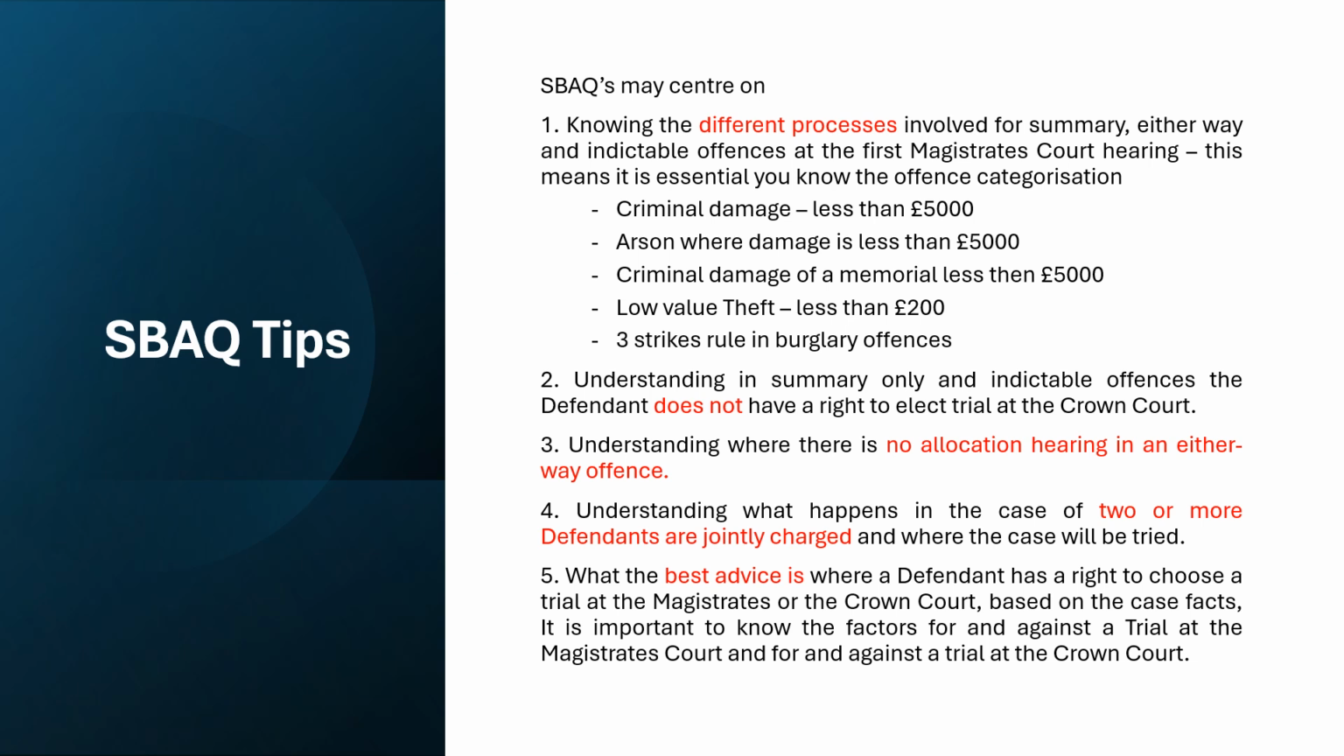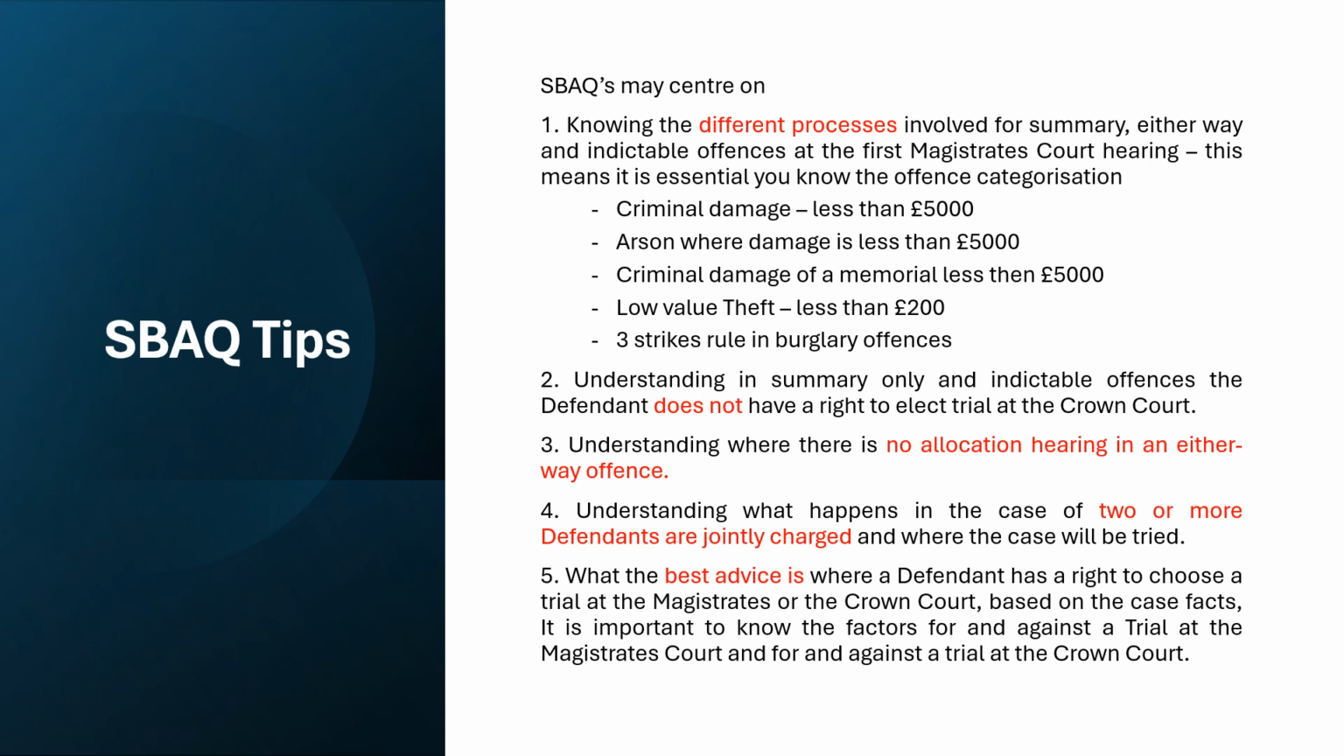Thirdly, understanding where there is no allocation hearing in an either way offence, because there are certain occasions when there are no allocation hearings. Understand what happens in the case of 2 or more defendants who are jointly charged and where the case will be tried. If one wants to be tried in the Crown Court and one wants to be tried in the Magistrates Court, what happens in that scenario?